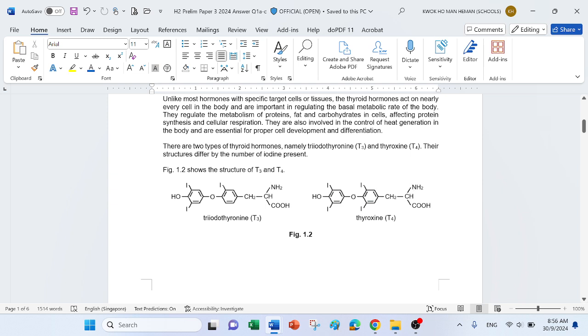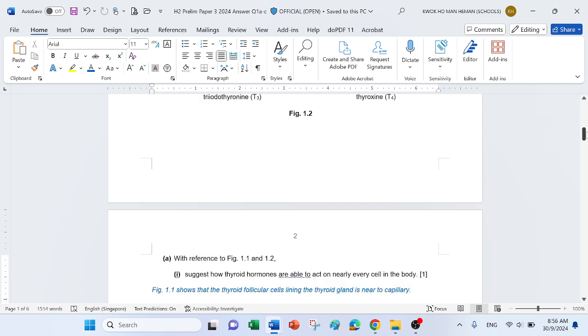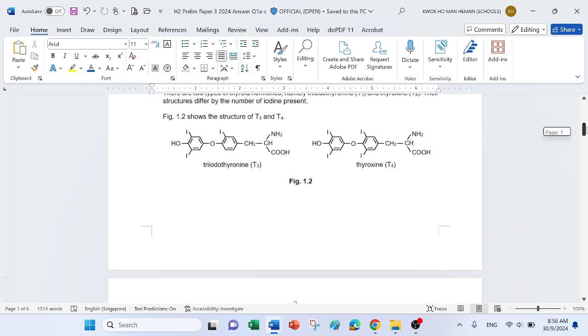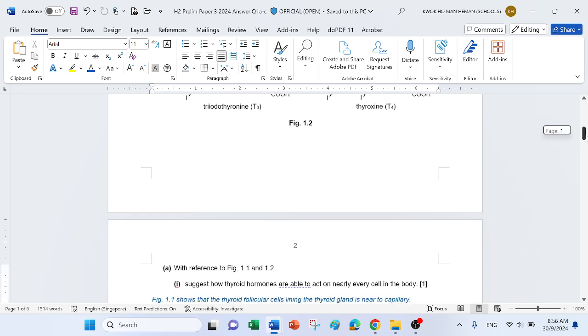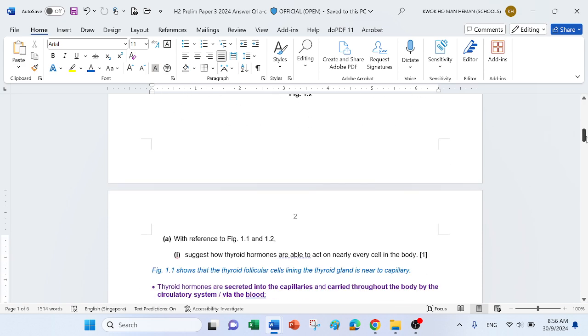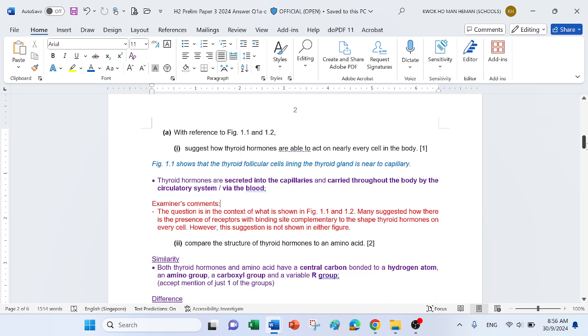So just having different functional groups doesn't mean you can bind to different receptors. You should still have a receptor that has a binding site of an overall complementary shape to the shape of the thyroid hormone. So for those who have written that the presence of different functional groups according to figure 1.2 allows binding to different receptors found on all cells, that is a bit flawed in the logic. Anyway, back to this.